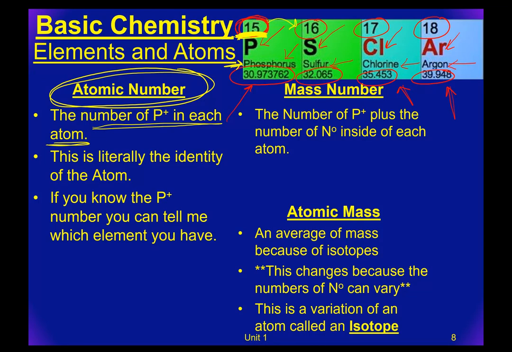Literally, when it comes to that whole number, 15, 16, 17, 18, you know exactly which element you're talking about because that tells you the identity of what you're looking at. Atomic number is always a whole number, and it's always going to be the number of protons that you have present. So if I give you a random proton number, you can literally look at any periodic table and tell me exactly which element I'm talking about, because atomic number is a whole solid stable number.